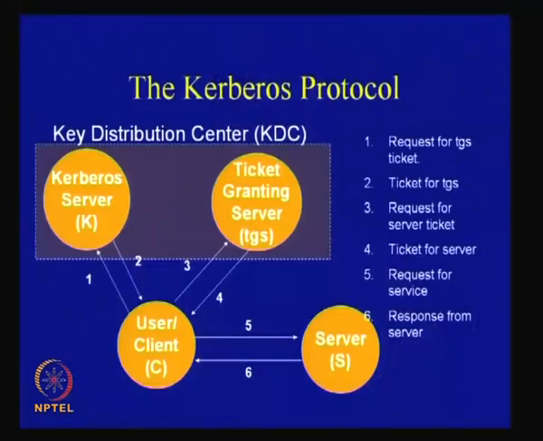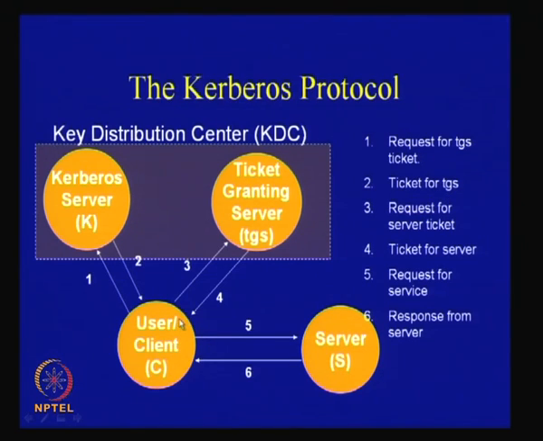Okay. So tickets enable you to access a particular service. What it does is that it first communicates with the Kerberos server. The key distribution center is made of two servers. One is called the Kerberos server, the other is called the ticket granting server, or the TGS. Okay. So the user client sends a request to this Kerberos server and asks for a ticket to communicate to the ticket granting server. So, this 2 is the ticket for the TGS, for communication with the ticket granting server.